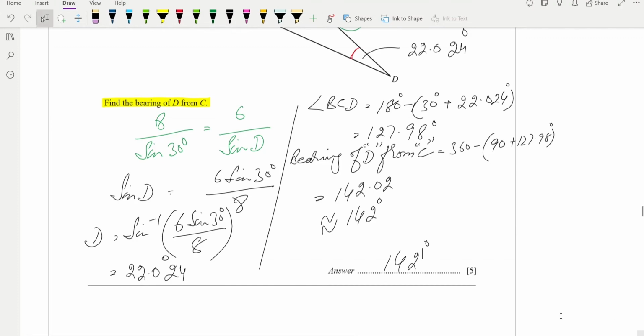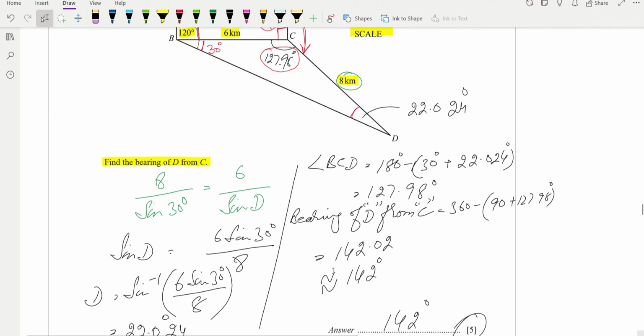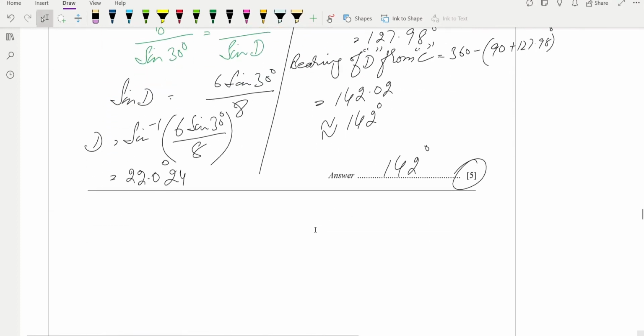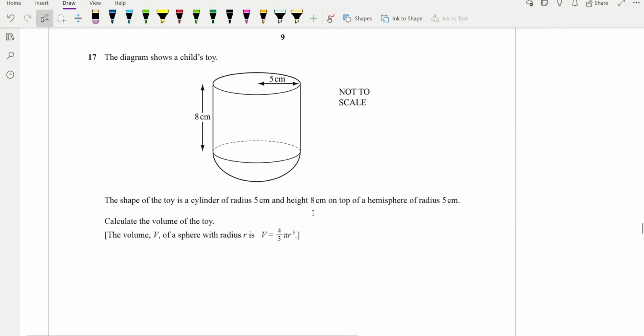Hopefully you understood this. This was a 5 marks question, an interesting question. Basically we consider this triangle and apply the sine rule first, then use trigonometry to find the other angles, and lastly we use the property that a full circle has 360 degrees. So this is done. Now next is question number 17.